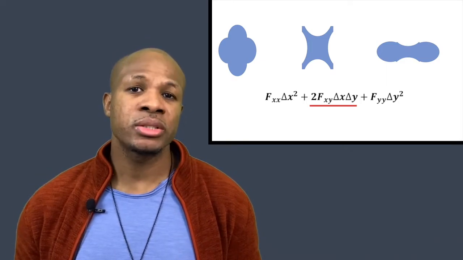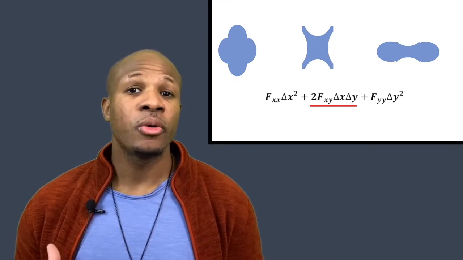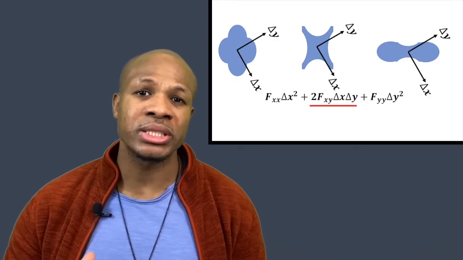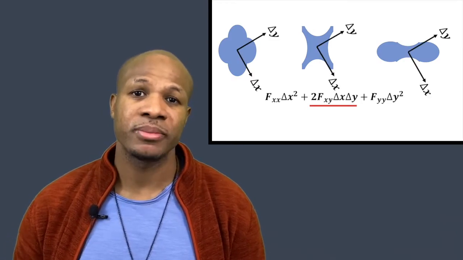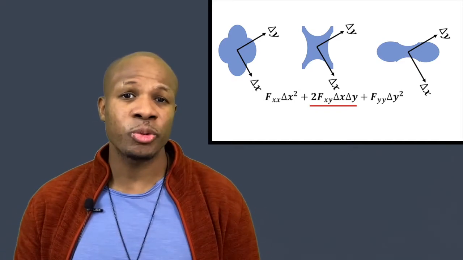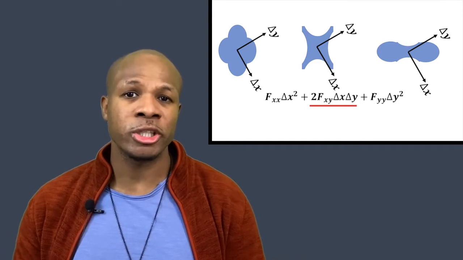So now the question is, what causes this mixed partial derivative to be a factor in curvature? Well, this occurs when our coordinate system does not line up with the symmetry of the function at that point. If our coordinate system looks like this and doesn't line up with the symmetry of the function at that point, then we're going to get these mixed partial derivatives.